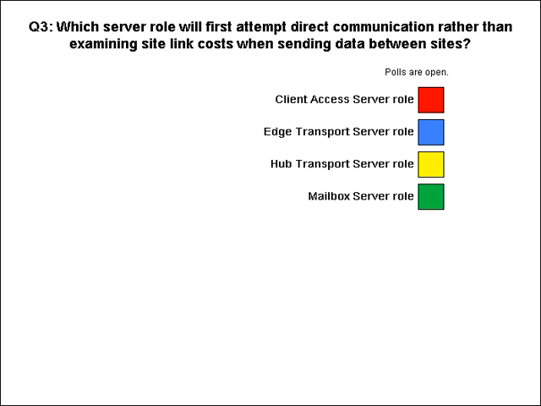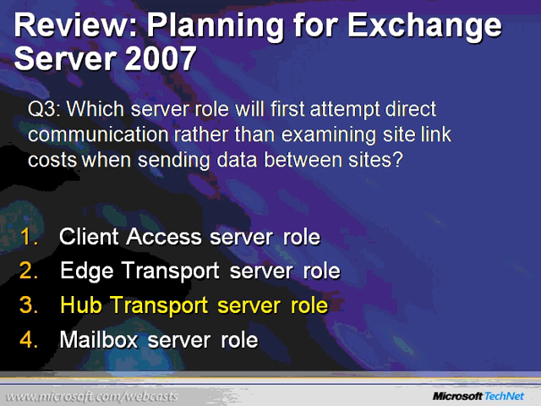And then the last question for this section is, which server role will try to send directly to another server role of the same kind, and not necessarily look at cost initially, but will look at trying to make that connection? I know my question sounded a little confusing, but it looks like most of you are getting it correct. So let's show you the results and see that 69% of you did select Hub Transport, and that is correct.